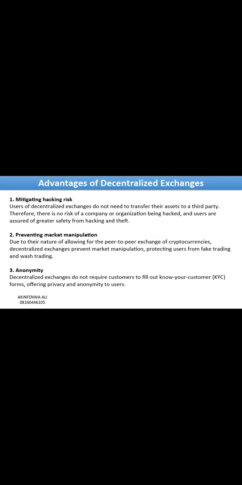Now, what are the advantages? Mitigated hacking risk, as I've said. The risk of hacking is very, very low. Now, they also prevent market manipulation. Unlike your centralized exchanges where if a whale comes and disrupts the whole thing, creates a buy wall, creates a sell wall, you see that the price of the thing is going to change, and you see what they call arbitrage happening. So it does not happen in decentralized exchanges.